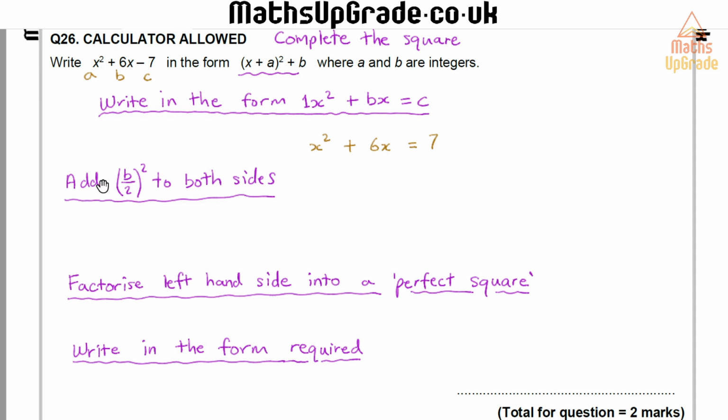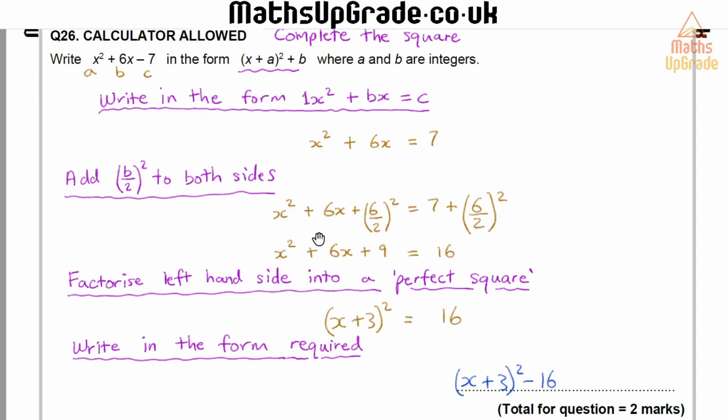Now if I add b over 2 all squared to both sides, so b over 2 would be 3 to both sides, squaring it would be 9. I'd get x squared plus 6x plus 9 equals 16. You need to factorize this left hand side into a perfect square. In other words, one set of brackets squared. So that would be x plus 3 all squared, and that still equals 16.